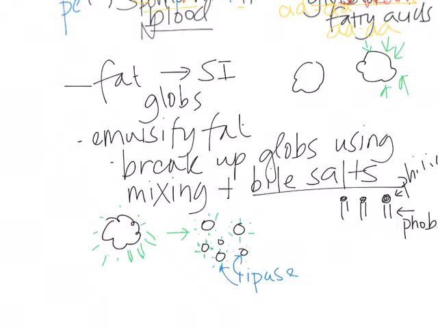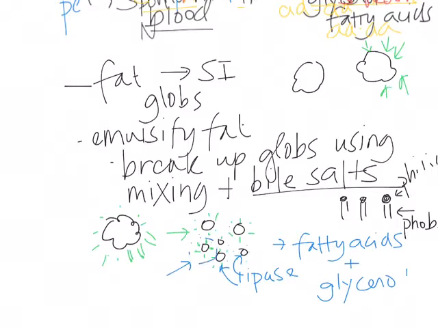We'll end up with fatty acids and glycerol, so it breaks them down. These little blobs like this are actually called micelles. So it's a fat that's surrounded by a salt.